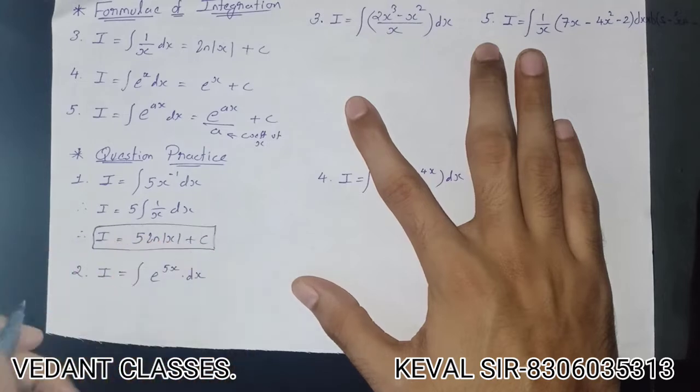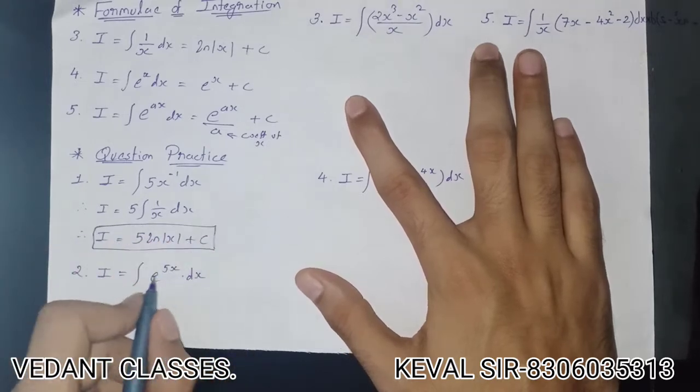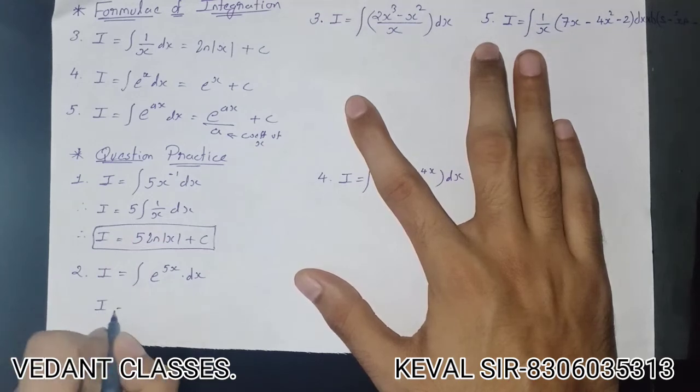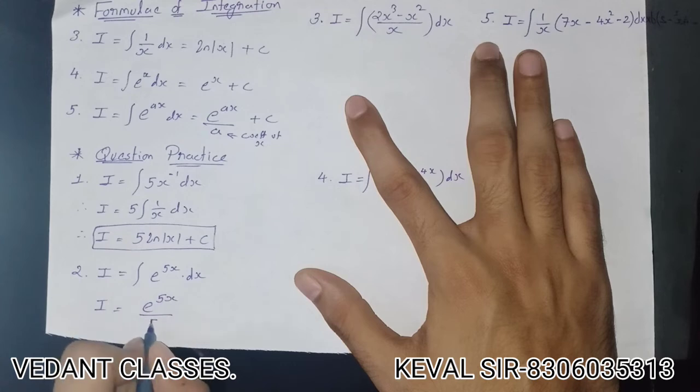Okay, now let's see the next question. Integration of e raised to 5x dx. So the answer will be e raised to 5x, and you just need to put the coefficient of x in the denominator. Then you need to write plus c.